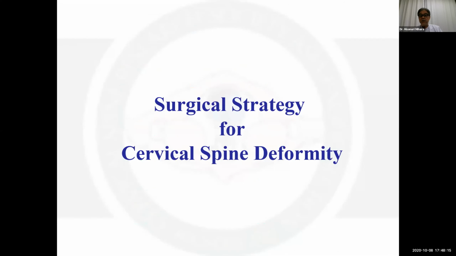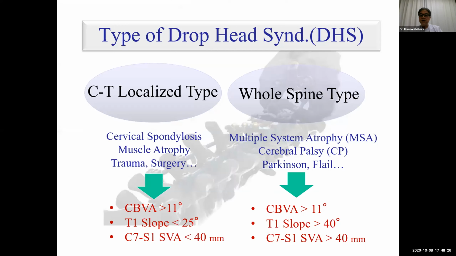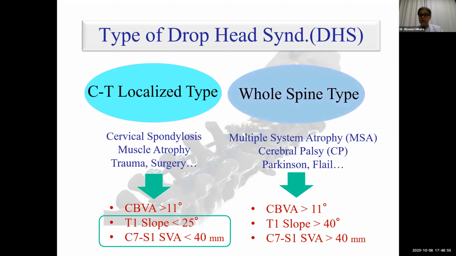Using such indicators, we should consider surgical strategy for cervical spine deformity. For example, when we see patients suffering from drop head syndrome, we should classify the pathogenesis of the deformity. CT localized type is relatively simple because the pathology is localized to the cervical spine or CT junction. This type usually shows T1 slope less than 25 degrees and SVA less than 40 millimeters. However, when we encounter a patient classified as full spine type, we need to look at the general condition.